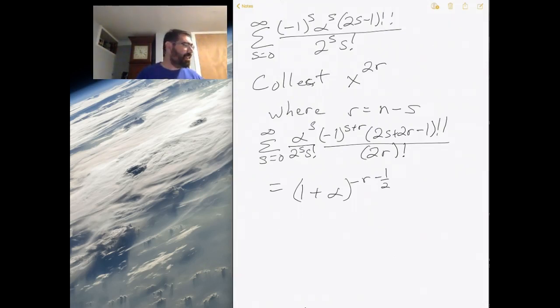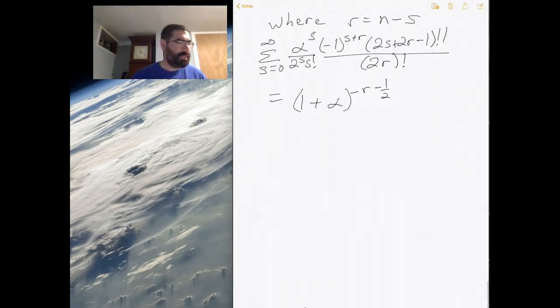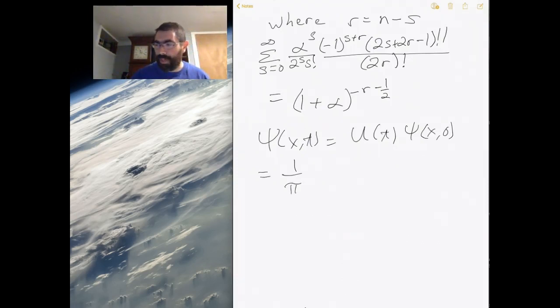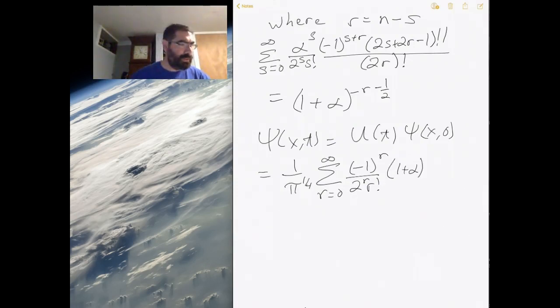Okay, so finally, what we are left with is this wave function, psi, which is, if I put back in the pi to the 1/4 power, and I now add in the summation of terms, now with my index r, I have minus 1 to the r power over 2 to the r factorial, 1 plus alpha to the minus r minus 1/2 times x to the 2r power. So I collected all those 2r powers. I now have reduced all of those other terms, and what we're left with is something that looks like this.